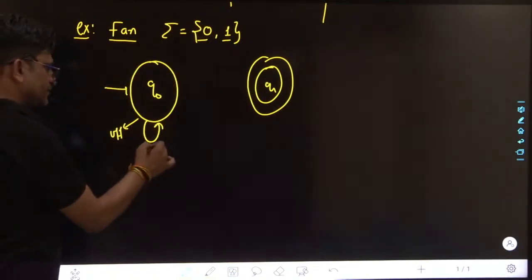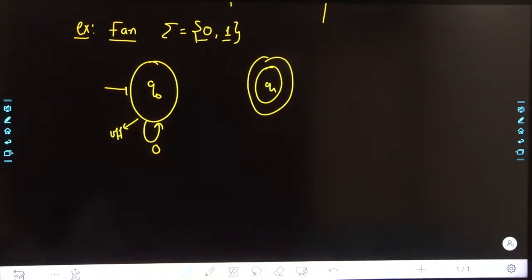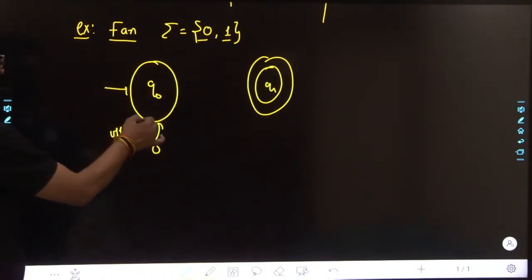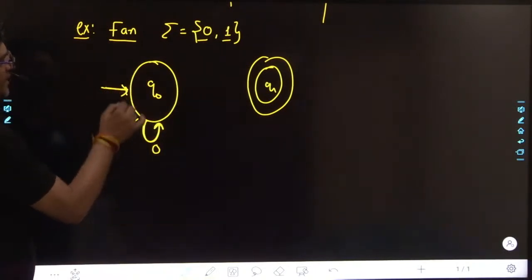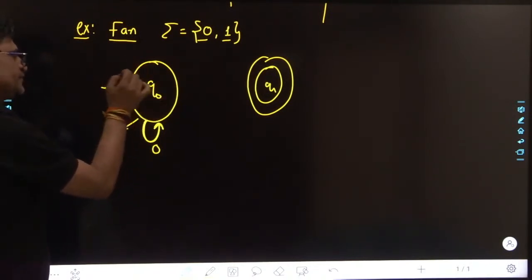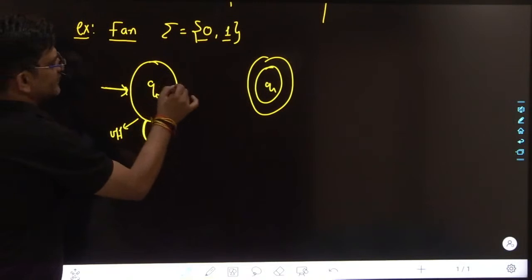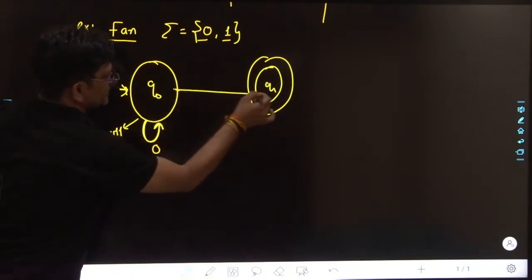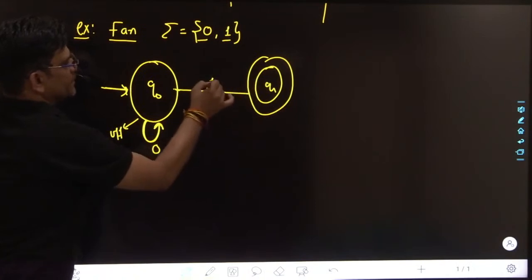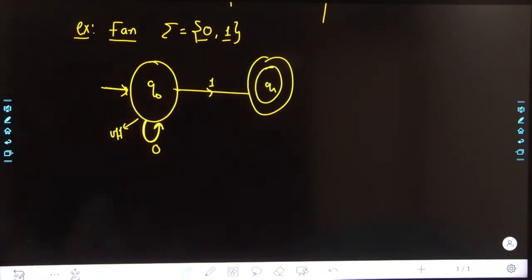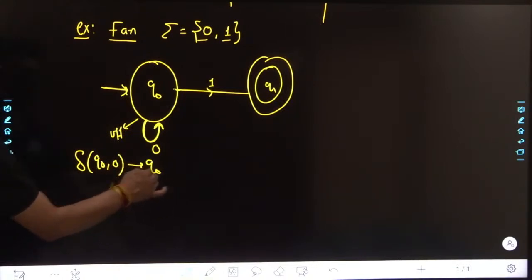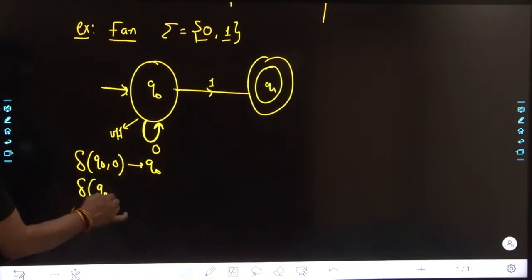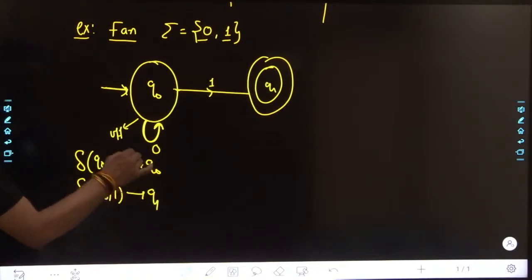If I give 0 to this fan, then this fan is continuously off. It means this is the initial state. If I give input 1 on the initial state, then it will start and it will be running. Now, Q0 has exactly one transition on every input symbol. See how to write the transition. Q naught on 0 goes to Q naught. Q naught on 1 goes to Q1, exactly one state.